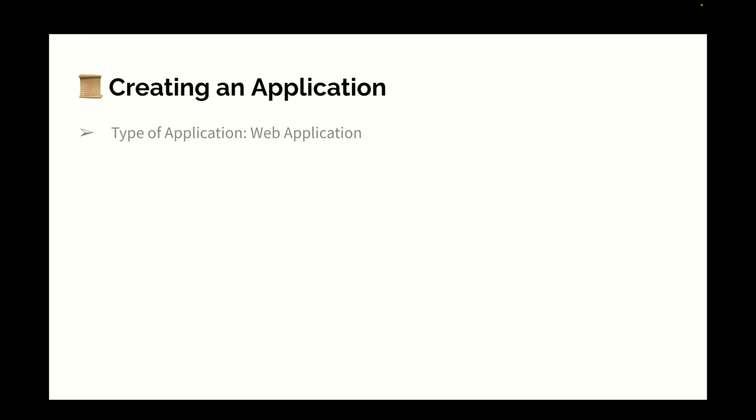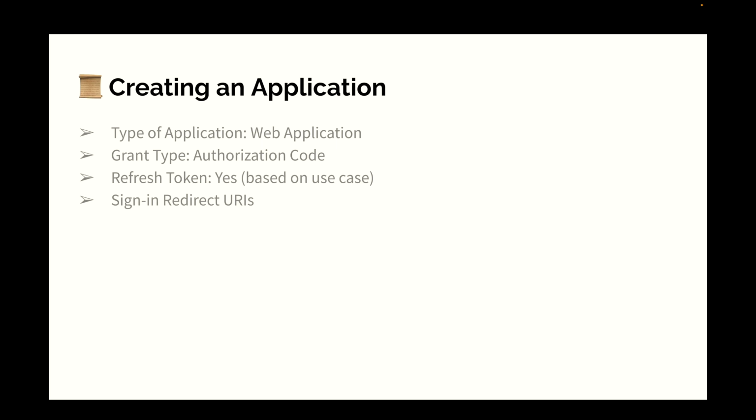To create an OAuth application, you generally go to any OAuth provider's website. You create your account there and then you register a new application. While registering an application, sometimes the OAuth provider may ask you for the type of application. In that case, the type of application will be web application or confidential client. And the grant type to use will be authorization code. And if you want to use refresh token, you can say yes to refresh token. And you need to provide sign in redirect URI, sign out redirect URI.